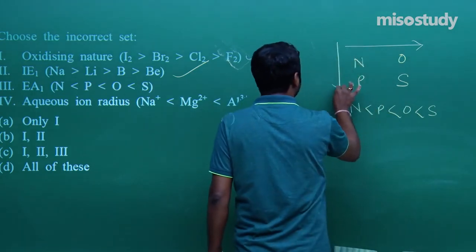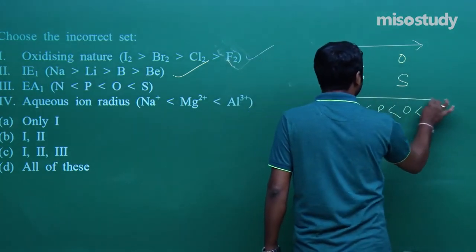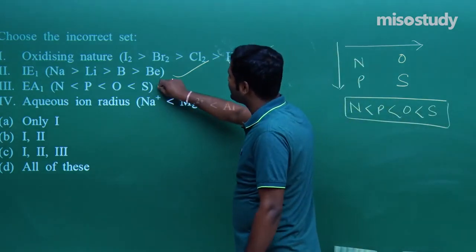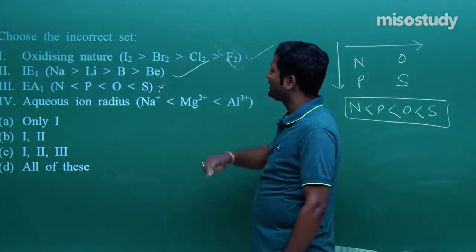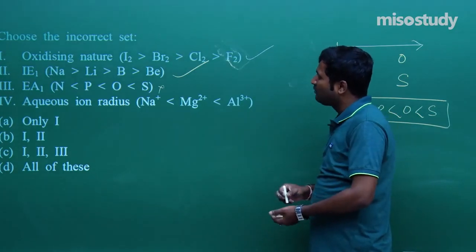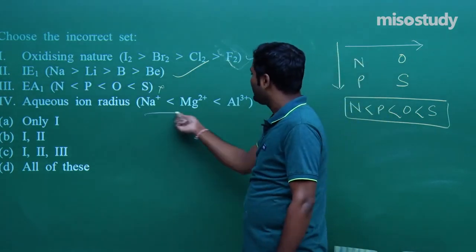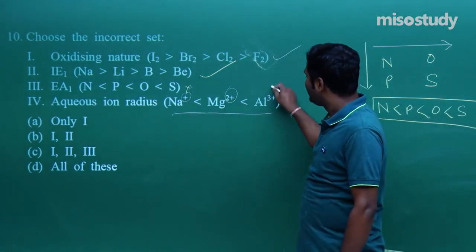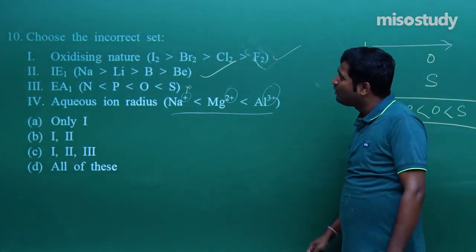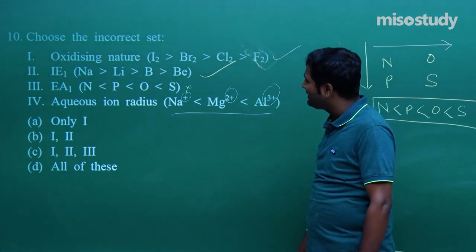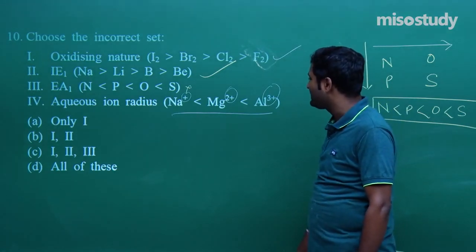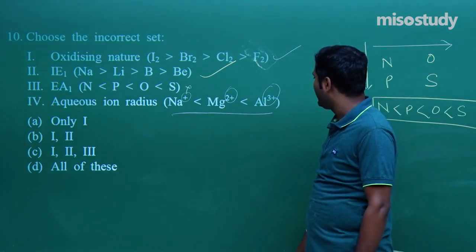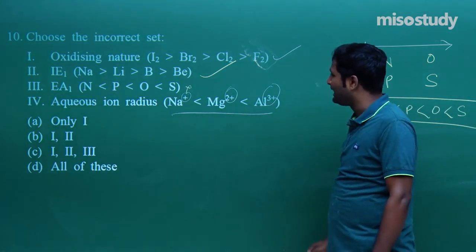Down the group, here the cases are nitrogen, phosphorus, oxygen and sulfur. So this is a correct statement, not an incorrect statement. Now the aqueous ionic radius. As we know, the more the charge of the cation, the lesser the size. So the aqueous ionic radius: Na+, Mg2+ and then Al3+.